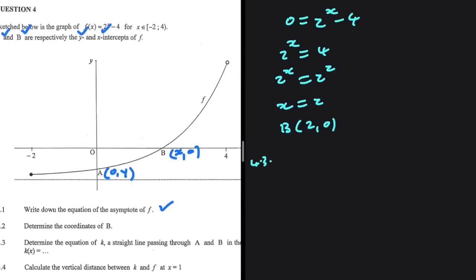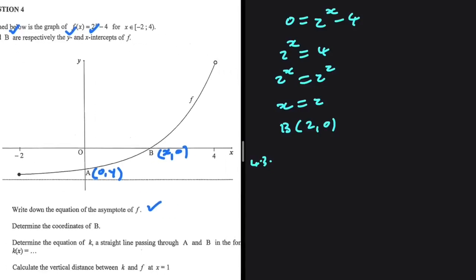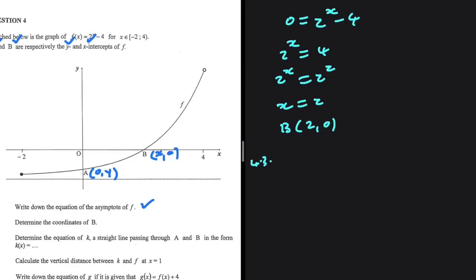In 4.3, we're supposed to determine the equation of k, a straight line passing through A and B, in the form k of x equals. Well, if it is a straight line, then this is mx plus c. We need the gradient. After finding the gradient, we can substitute B or A to find c. How can we find the gradient? We need 2 points. Well, for B, we know that we have 2 and 0.